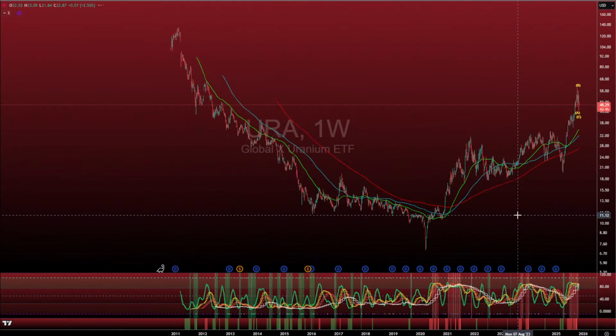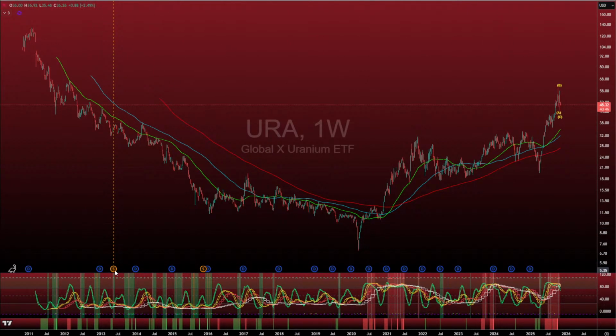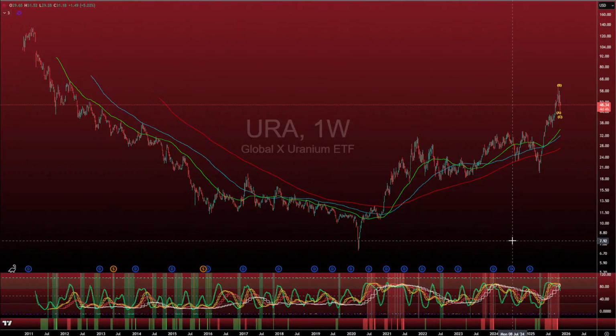So let me go ahead and do some measurements here, getting all of the history here. I want to take a look at these splits, 1 to 3 and 1 to 2. Okay, so yeah, we've got that to take a look at here.